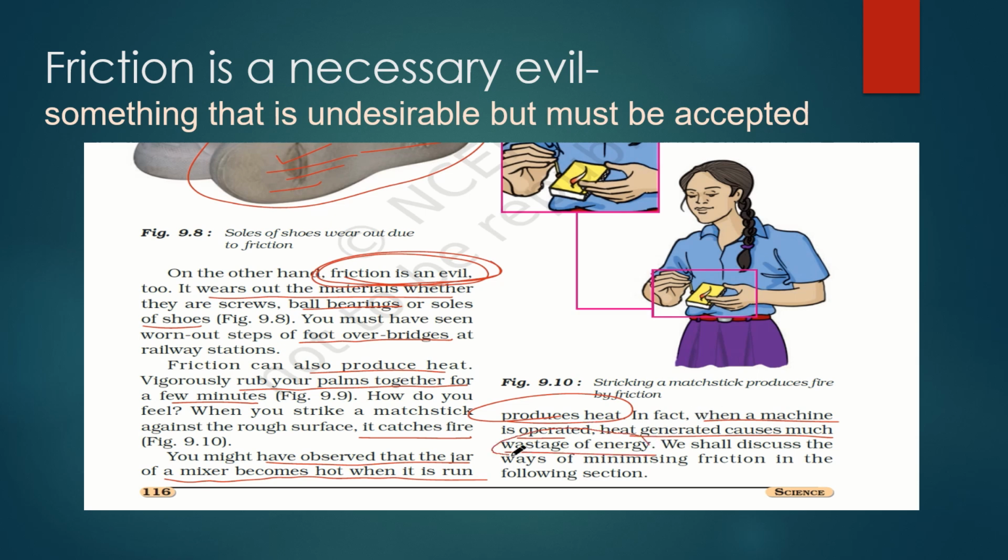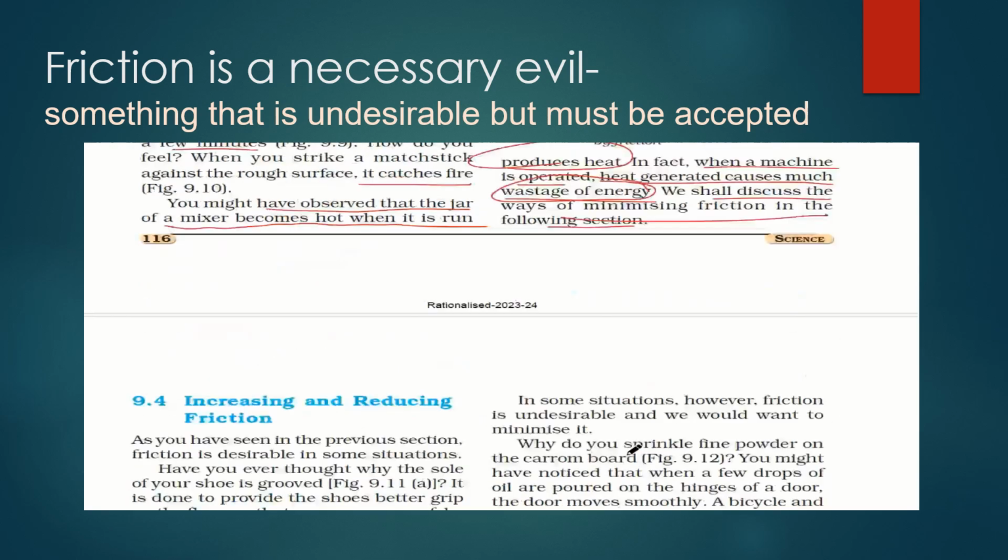So this is another drawback or disadvantage: energy is being wasted due to the presence of friction. If friction was not there, much of the energy would have been saved. We shall discuss the ways of minimizing friction in the following section. We will be discussing increasing and decreasing friction in the next slide. So please stay updated with all that I am teaching throughout the lesson. Don't skip in between.